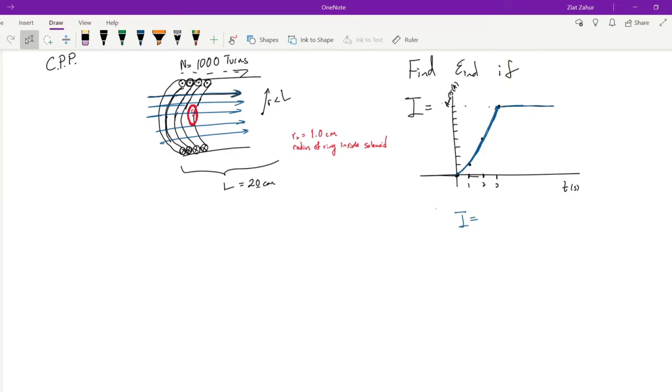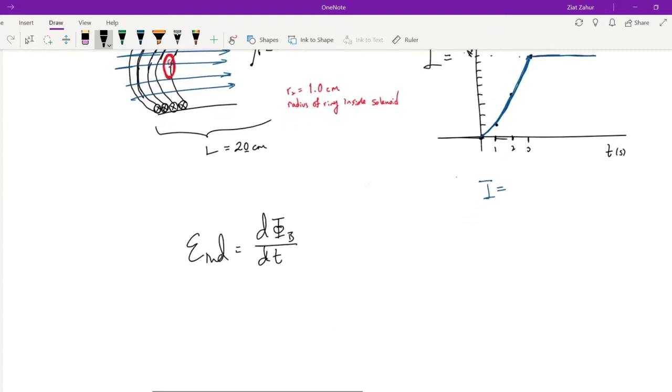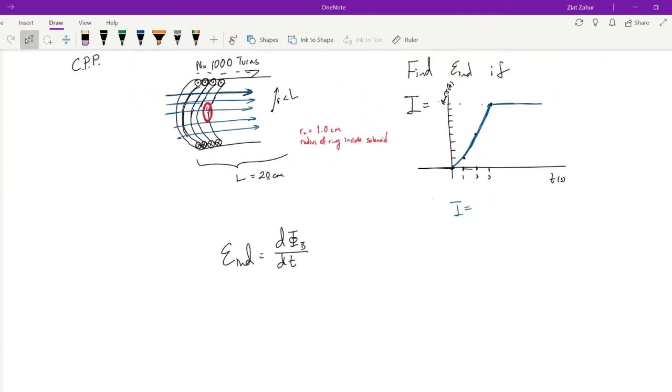All right. Anyway, so let us begin. We'll go ahead and use Faraday's law, which is the induced voltage is equal to negative d phi dt, like so. d phi dt: how is the flux changing as a function of time for this ring?